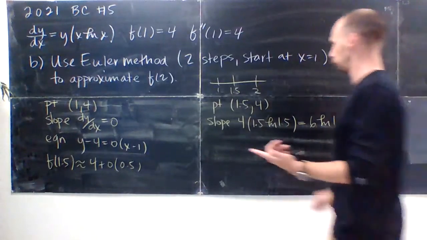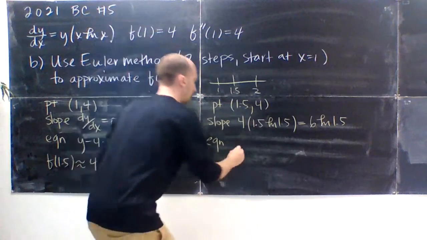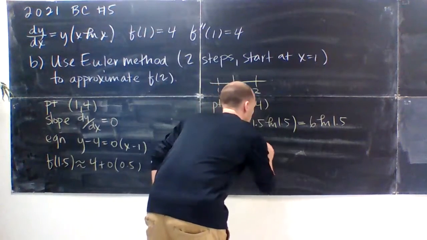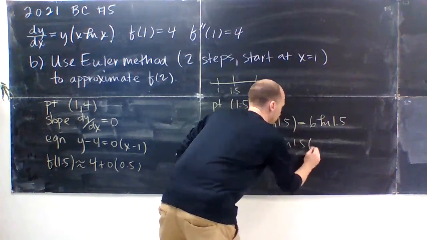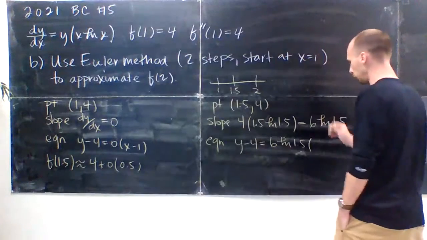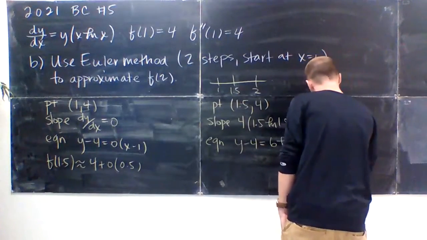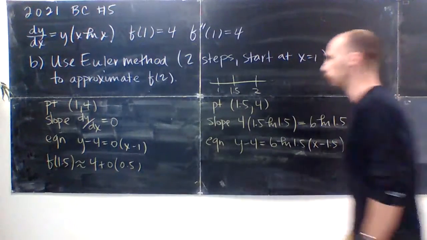And now I'm going to write down an equation for the tangent line. So it's y minus 4 is equal to 6 log of 1.5 times x minus 1.5. And I'll be able to plug in x equals 2 and get myself a good approximation. It'll be great. Okay, so yeah, now I'm ready.